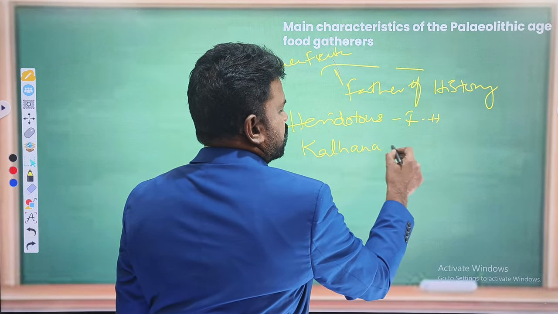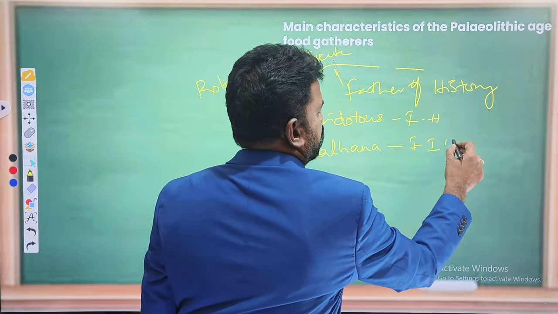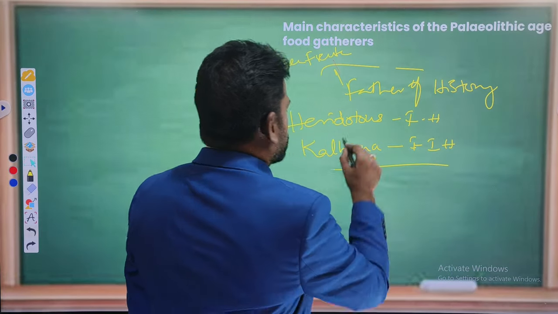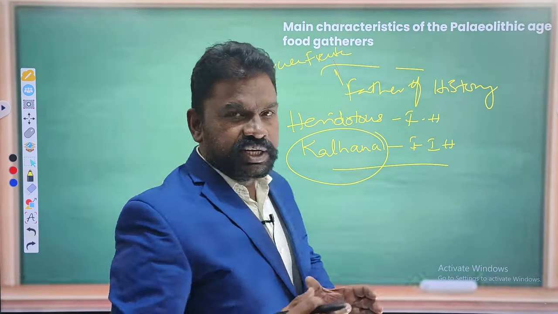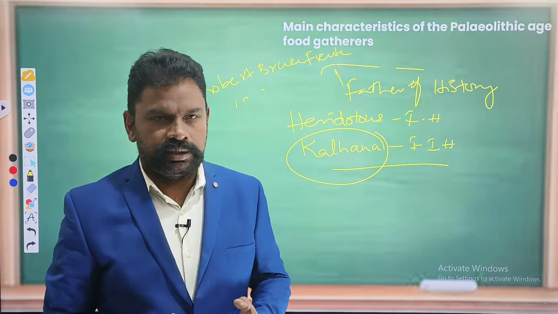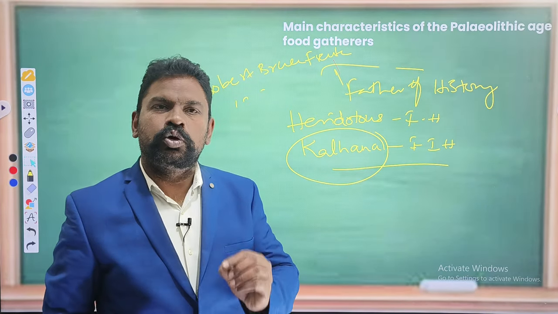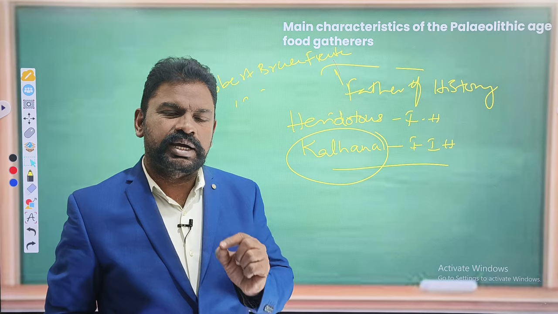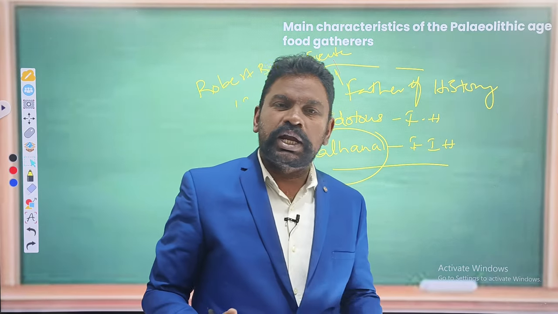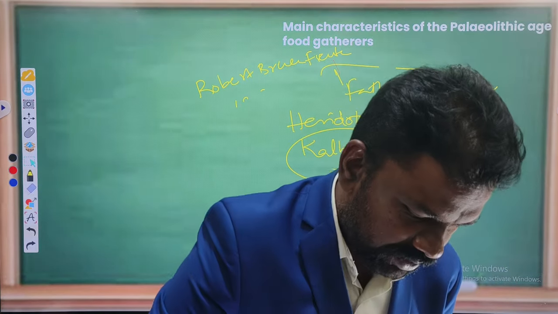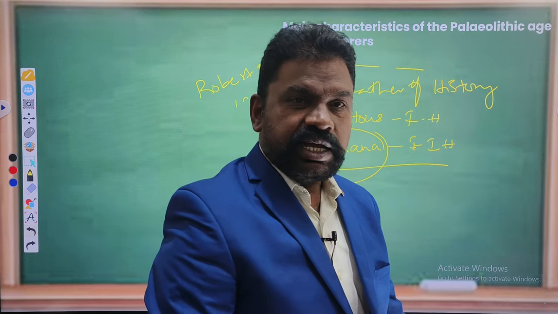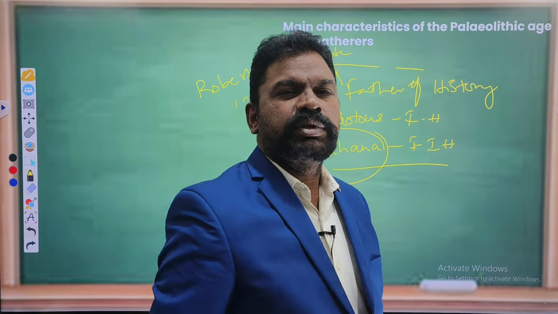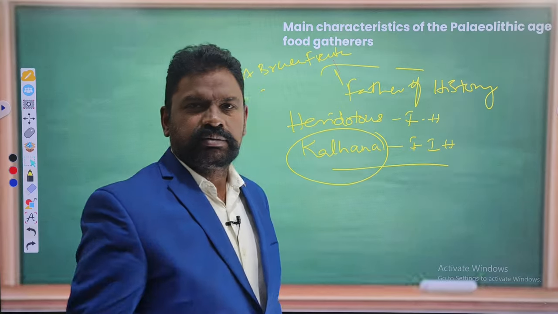Kalhana is called the father of Indian history because he wrote Indian history in chronological order. Before Kalhana, no Indian author concentrated on the chronological order of Indian history.